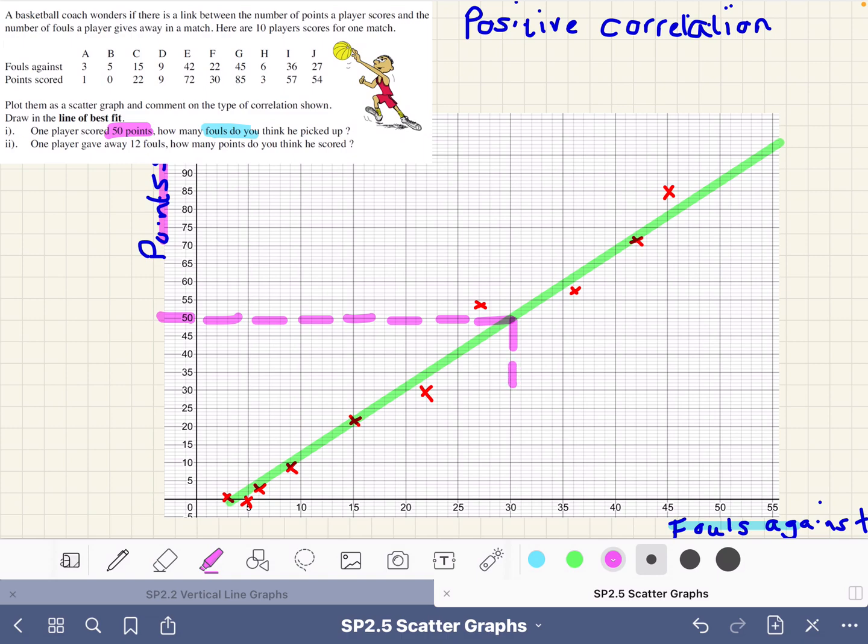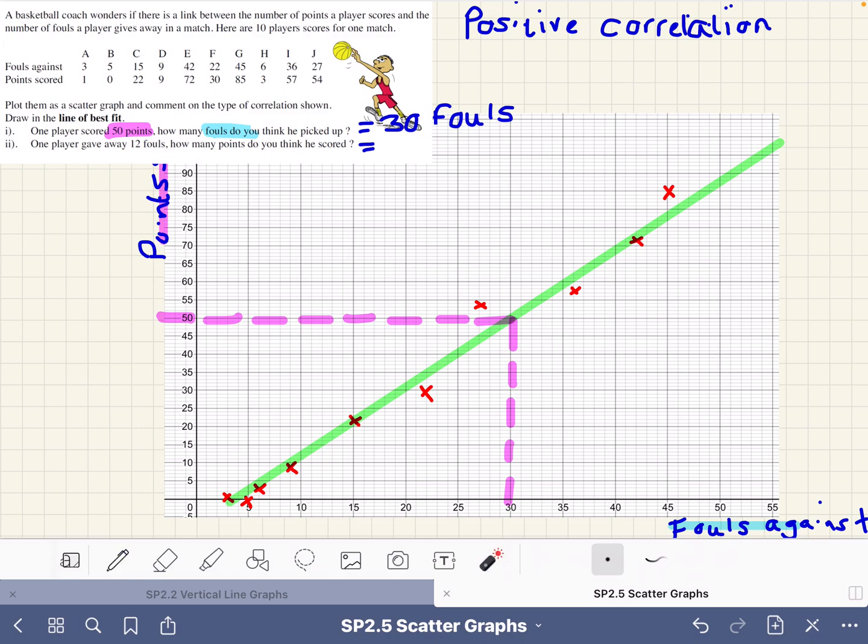We now go down to where that would meet on the x-axis, suggesting that a player who scores 50 points is likely to have 30 fouls against them. So that would suggest this player has given away 30 fouls.